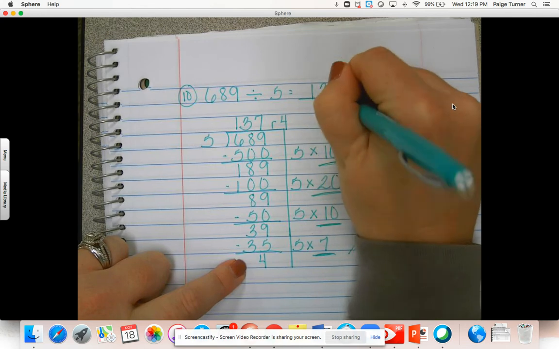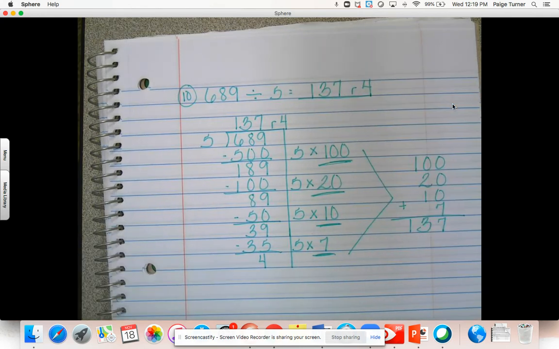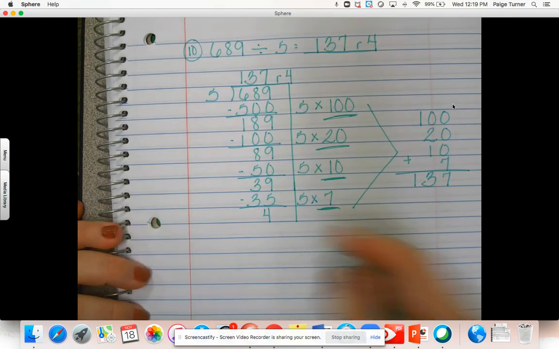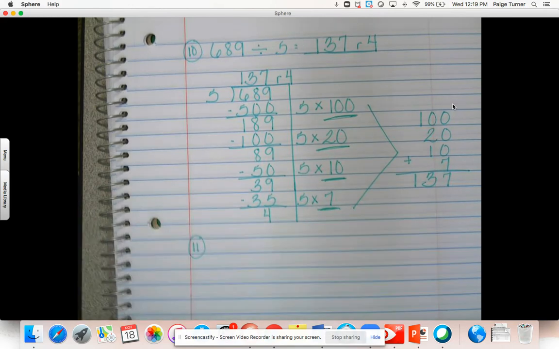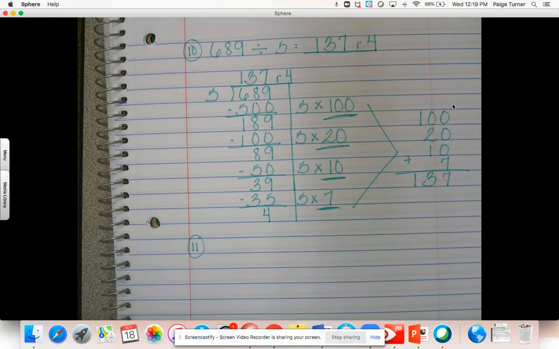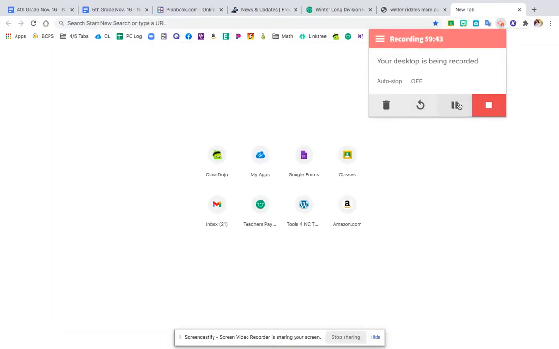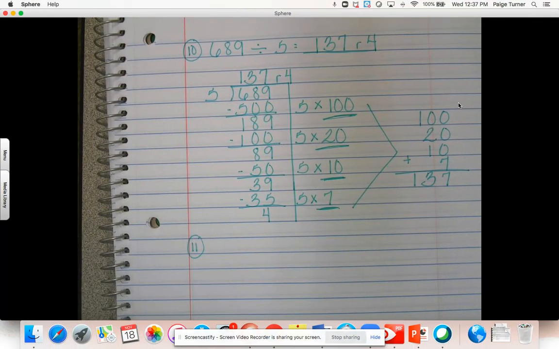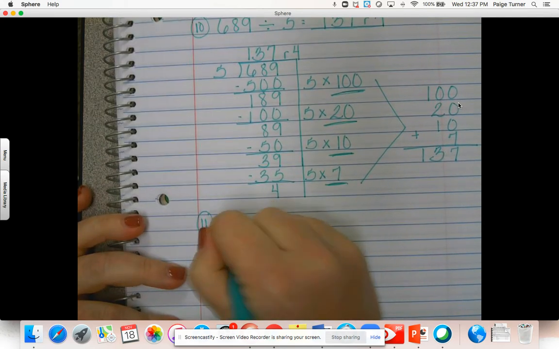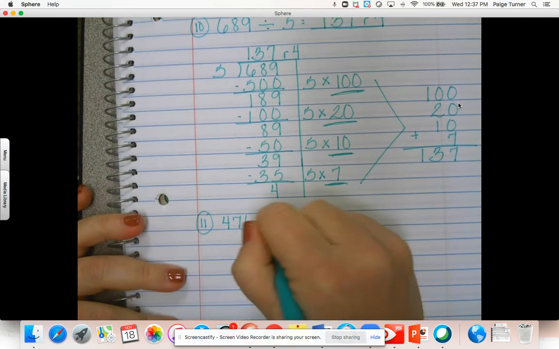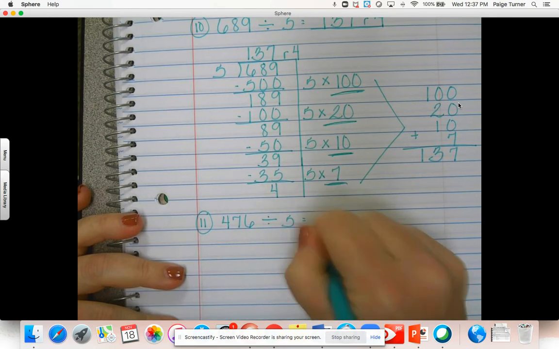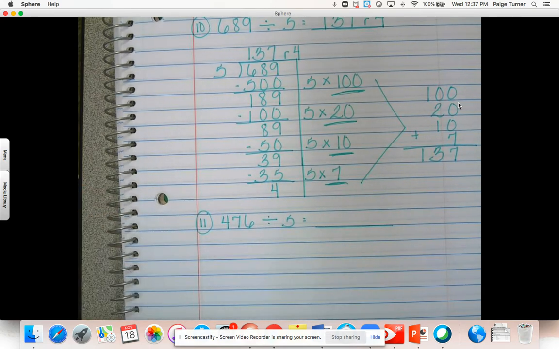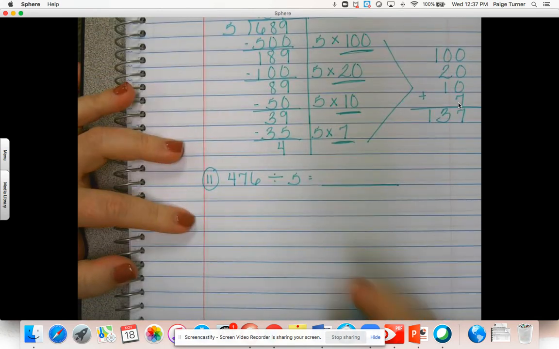137, remainder 4. Okay? All right, and then once we've got that one down, skip a line here, and let's do number 11. For number 11, let's do 476 divided by 5. Okay, 476 divided by 5. All right, so let's go ahead and skip down a couple lines and let's set that up.